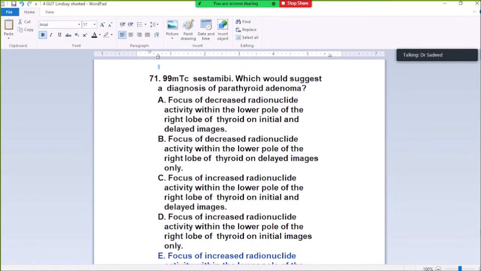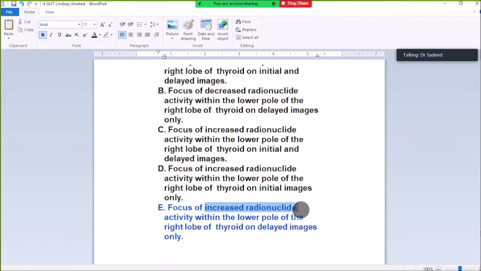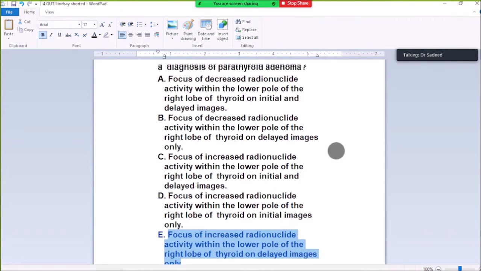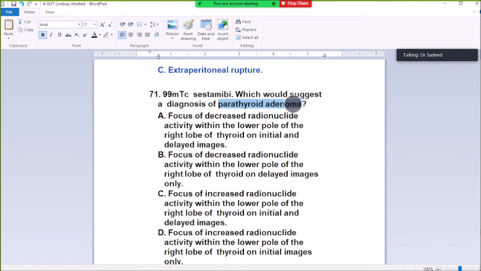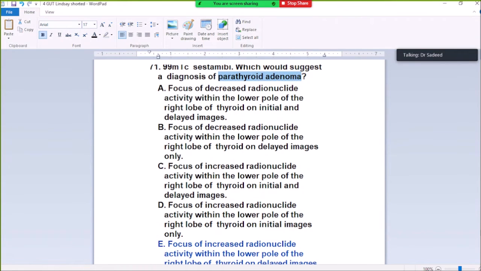Question number 71. Tc-99m sestamibi, which is used for diagnosis of parathyroid adenoma. Focus on increased radionuclide activity within the lower pole of the right lobe of the thyroid on thyroid imaging. Increased radionuclide activity in the lower pole of the right lobe of the thyroid on thyroid imaging only shows parathyroid adenoma. The others don't make any sense.